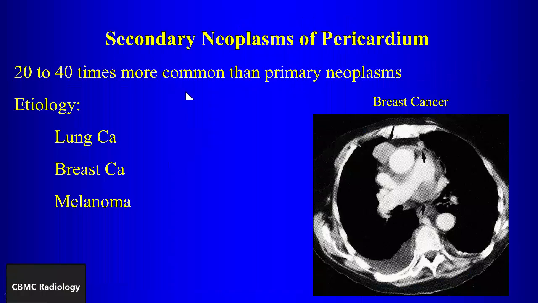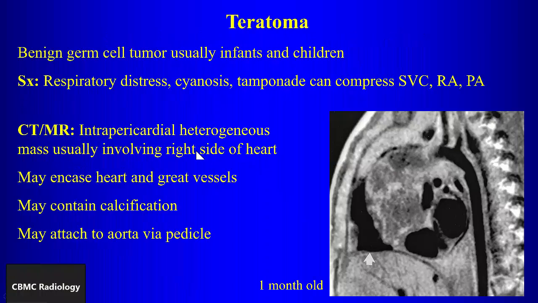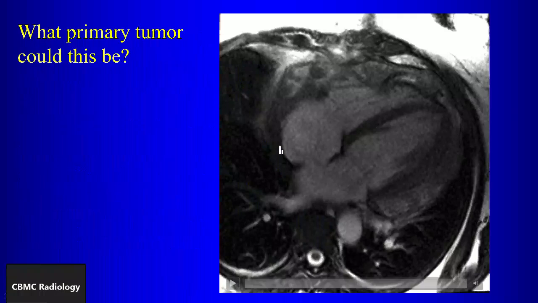Of course, secondary neoplasms are always more common than primary neoplasms, in the case of breast cancer with mets to the pericardium, lung, breast, melanoma. Those are tumors that can metastasize to the pericardium. Teratomas are tumors that can occur in infants and children that can affect the pericardium. So a child with a pericardial tumor that could be a teratoma might contain calcification, might have a tooth within it. So teratomas can occur.